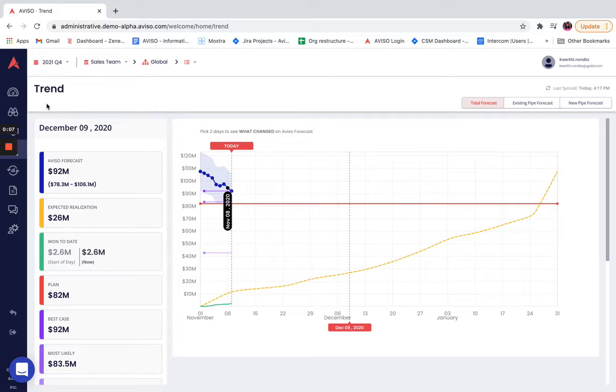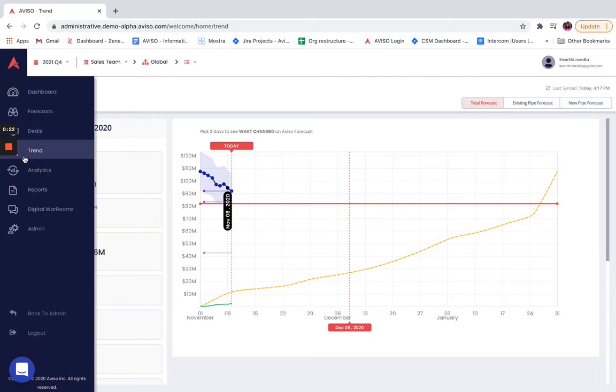One of the questions that is always on top of the mind is, am I on track to meet my number? Trend shows you a visual representation of that information. To access this feature, you will need to log into your Aviso application and scroll down to click on the trend icon or the graph icon.